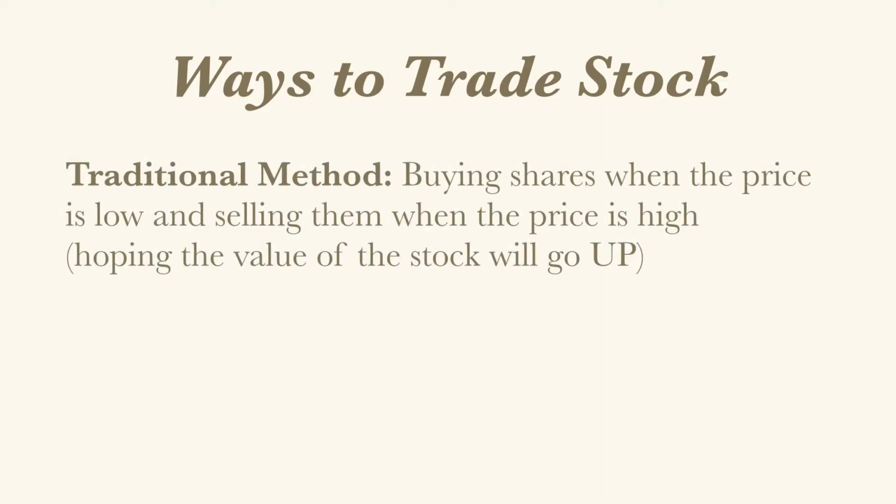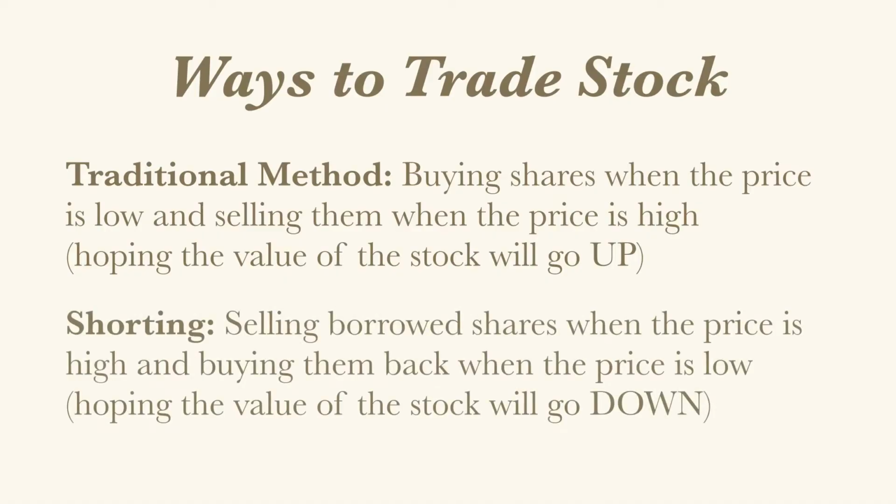Just like with any market, the whole goal of trading in the stock market is to make money. And this is usually done by buying shares when the price is low and then selling them when the price is high to make a profit. But there's also another method of trading called shorting, where you sell borrowed shares of a stock when the price is high and then buy them back when the price is low to give back to the original shareholder. Most people usually short a stock when they expect its price to fall. But if it ends up rising, then these traders could be in some serious financial trouble.